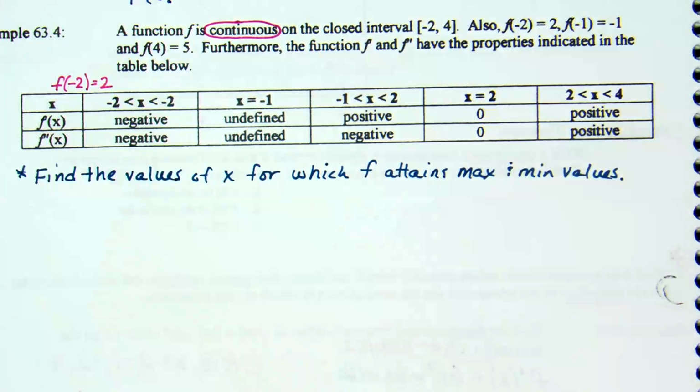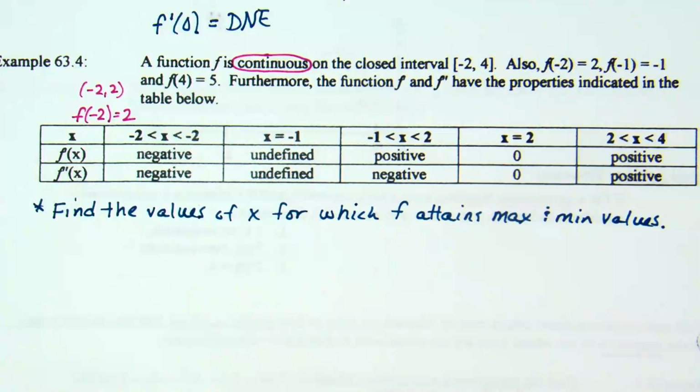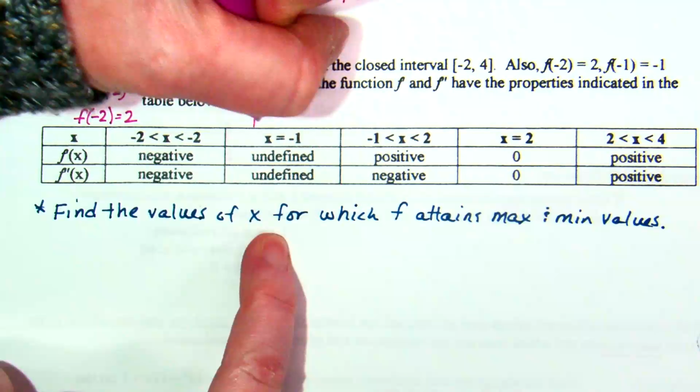Okay. They also give us an ordered pair, f of -1 equals -1. I'm going to put that here above the x equals -1. And so what is that? The ordered pair of -1, -1. And f of 4 is 5, is going to be my right-hand endpoint of 4, 5.